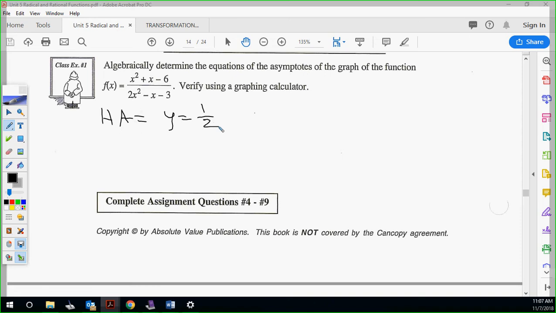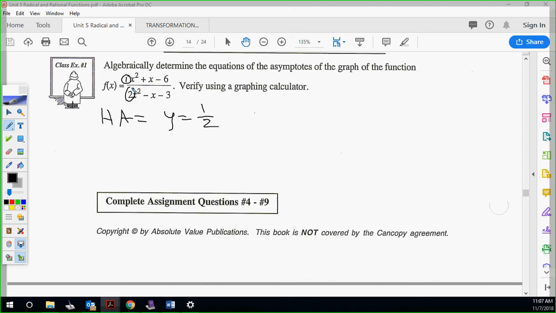Again, x squared, x squared. They have the same growth factor, the same degree. So you look at 1/2. 1/2 is where I'm getting that number, the ratio of those numbers. Any questions? I see some confused faces. Questions?